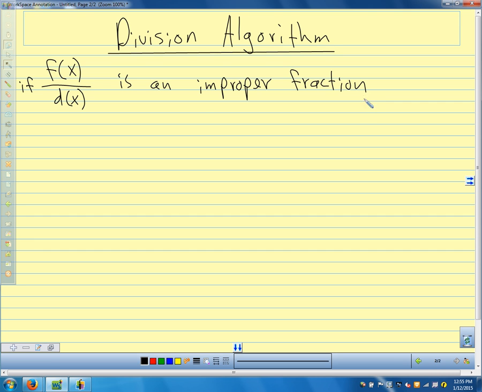So when we're talking about polynomials, what that means is the degree of the numerator is bigger than or equal to the degree of the denominator. So if our numerator is a 5th degree polynomial and the denominator is a 2nd degree polynomial, that's going to be an improper fraction.